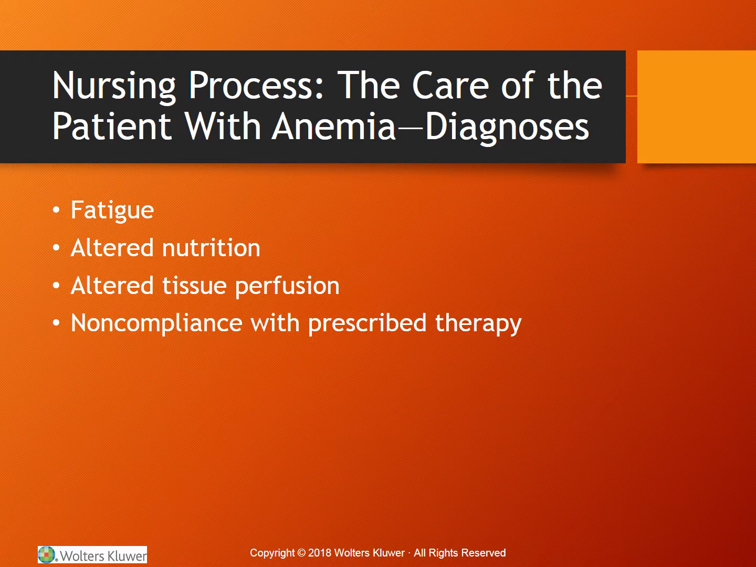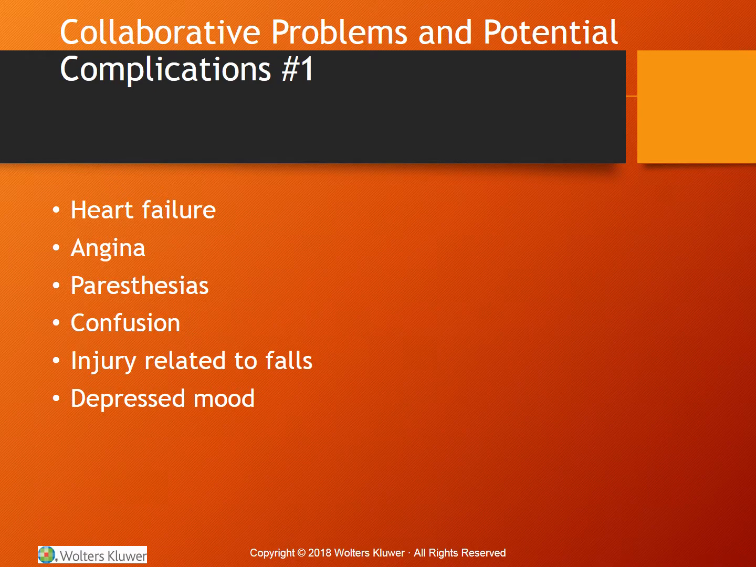So nursing process: fatigue, altered nutrition, altered tissue perfusion, and you've got patients who are non-compliant with prescribed therapy. So the complications you can have if you don't get this treated: obviously death if you've got somebody who's bleeding internally, heart failure, angina, paresthesias, that's that funny feeling in your hands or feet, it can be even toes and fingers, confusion, lack of oxygen can cause confusion, injury related to falls. They just don't feel right, and so when there's that fatigue, depression comes along with it oftentimes.